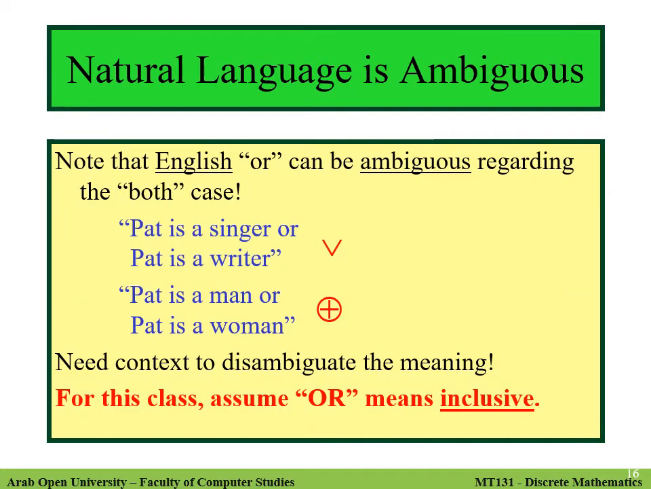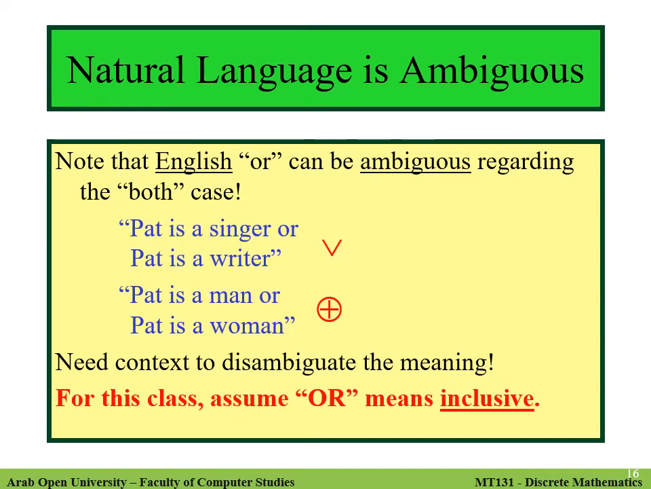Here are examples that show the difference between the inclusive and the exclusive OR, because in the English language we use OR for both. Normally the context of the statements will clarify whether we mean inclusive or exclusive.